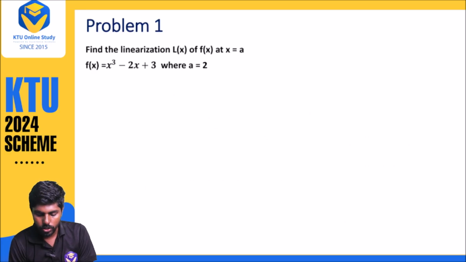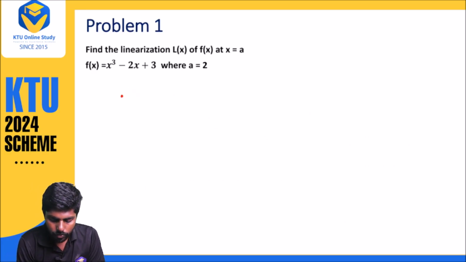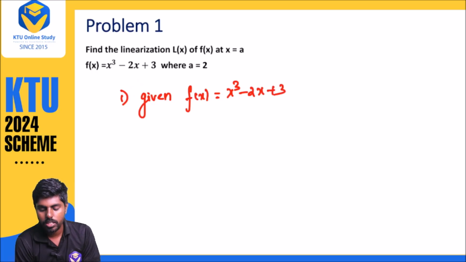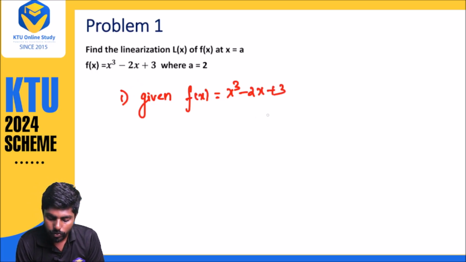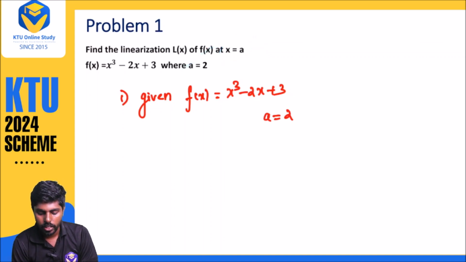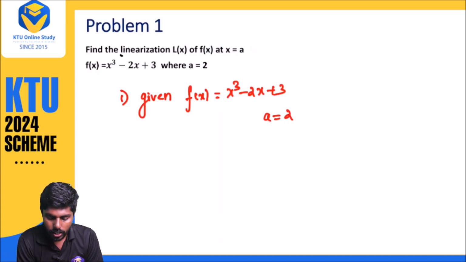So we know the thing. What have they given? Step number 1: they have given f of x is equal to x cube minus 2x plus 3. They have also given a is equal to 2. If you carefully observe, they have also mentioned x is equal to a. That means in place of x you can write a.